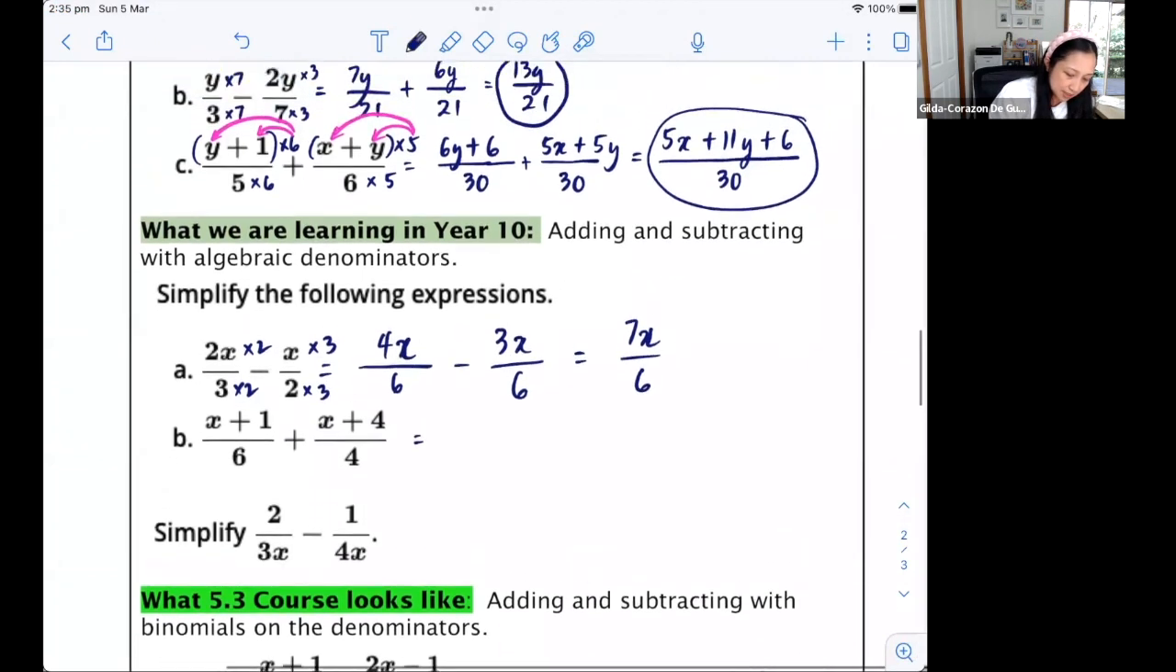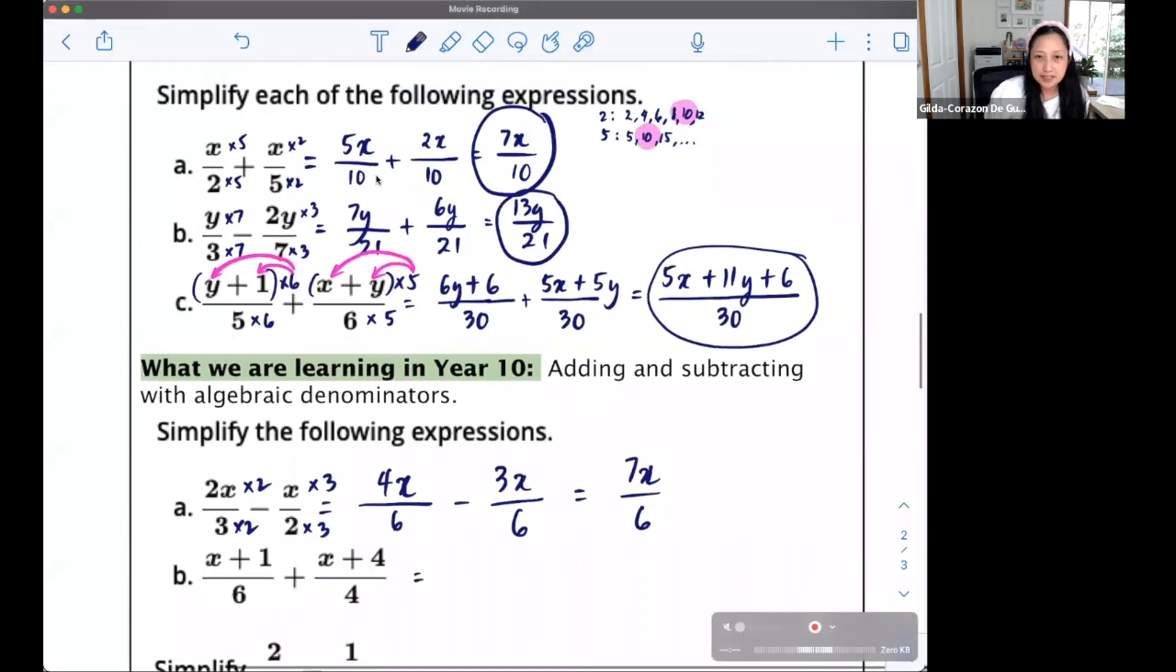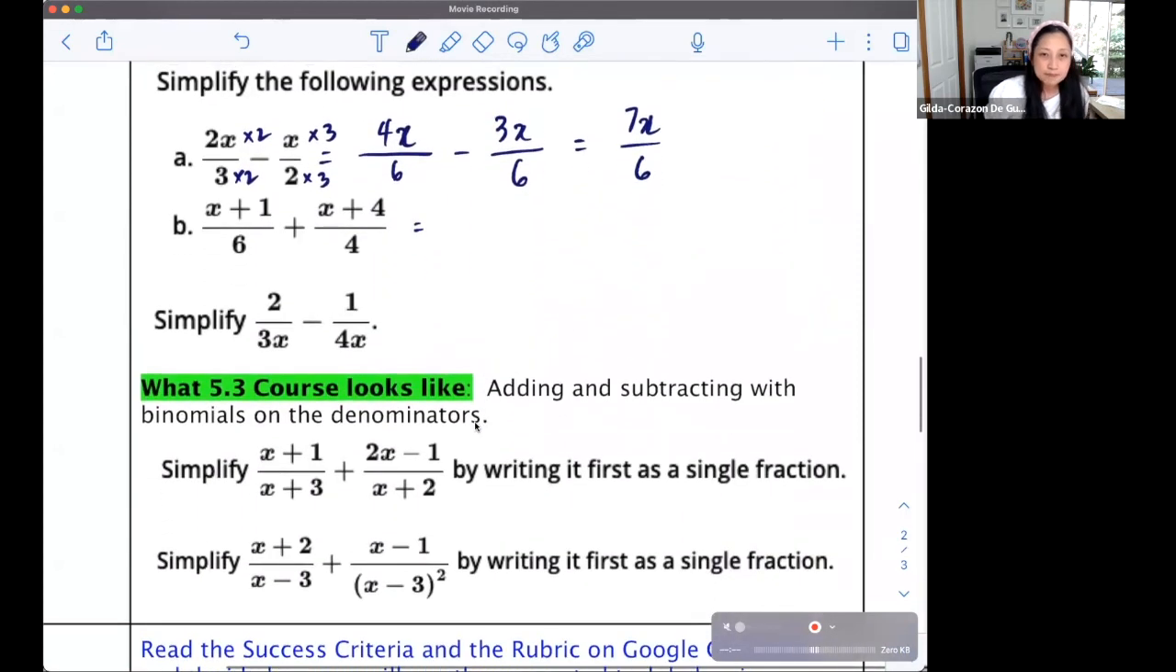Maybe what you noticed from the beginning is that the LCD is simply multiplying 2 and 5, you get 10. Multiply 3 and 7, you get 21. 5 and 6, you get 30. And that's the same for the next one here, which is 3 and 2. You multiply them, you get 6. This one here is a bit different. You've got 6 times 4, you get 24.